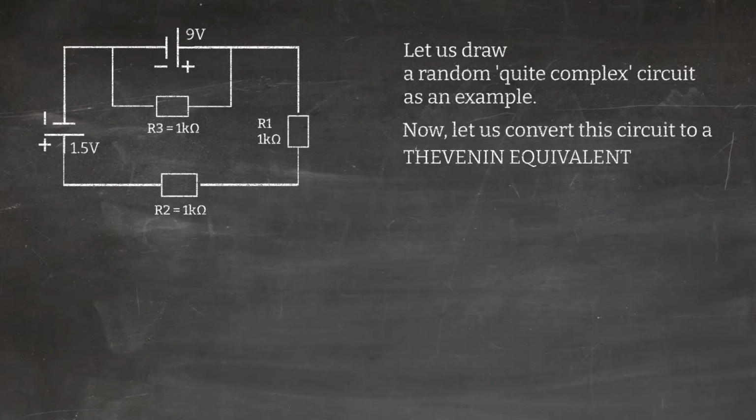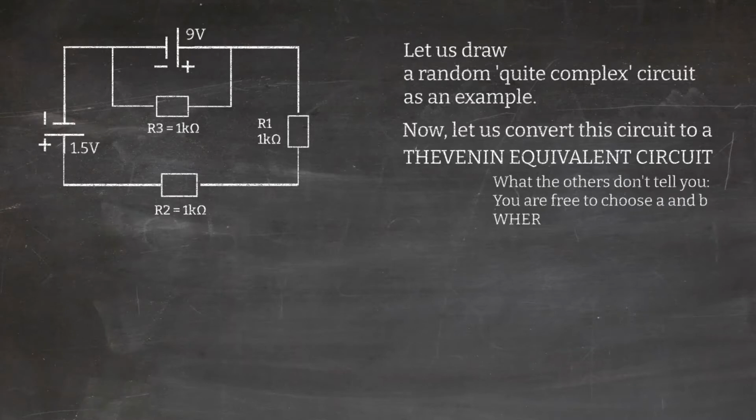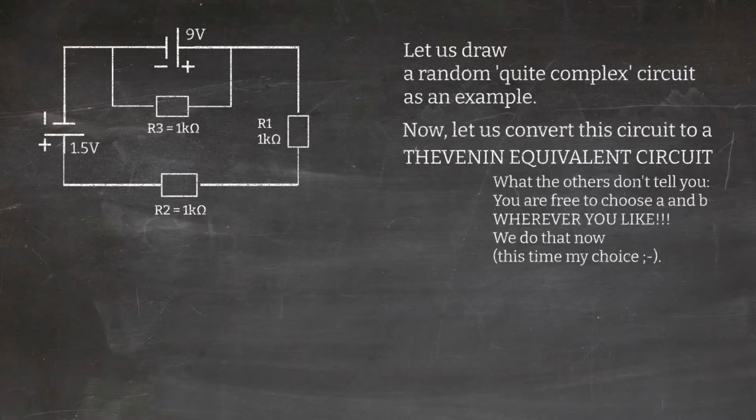And how do we do this? First, what the others don't tell you: mostly you are free to choose where you want to draw your poles A and B, for which you want to calculate the Thevenin replacement. I randomly choose A here and B there, above R1 and below R1. And there we want to calculate our U Thevenin. So this whole thing will be replaced by our Thevenin circuit.